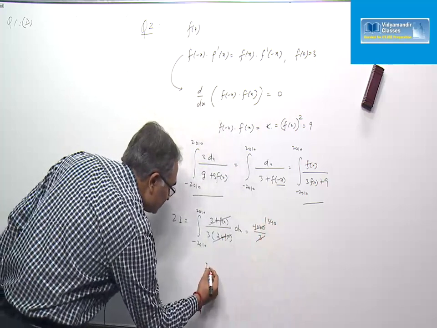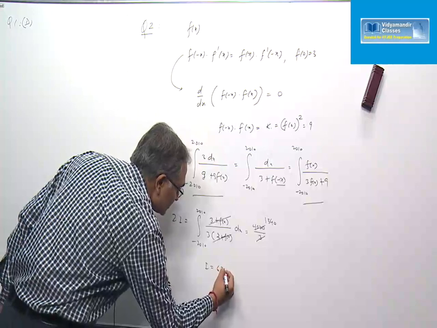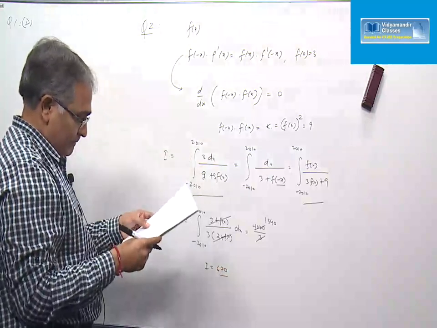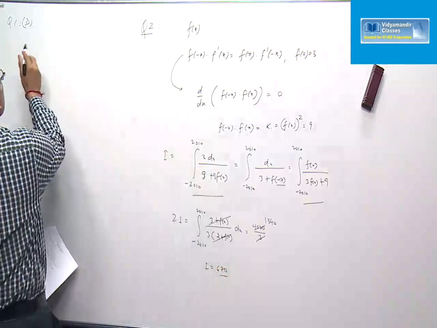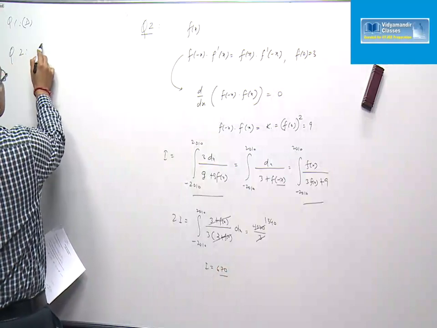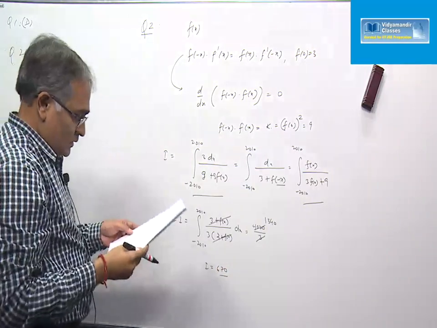Hence I must be 670. That is option D. Easy one.